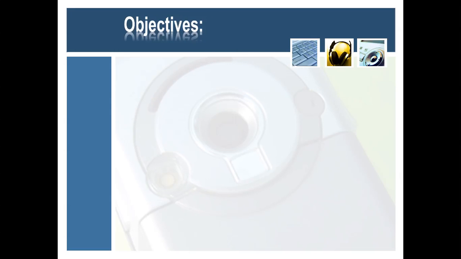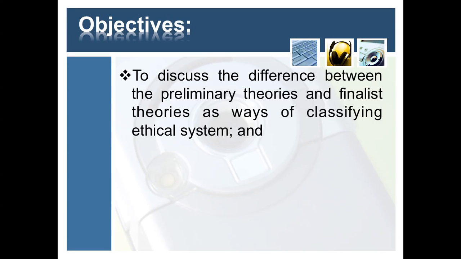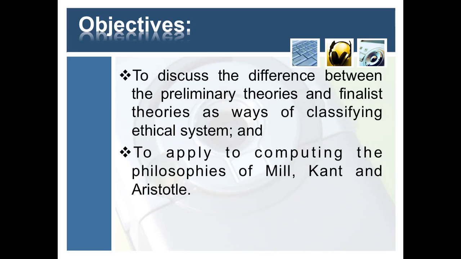First, let's take a look at the objectives of the said lesson. First objective is to discuss the difference between the preliminary theorist and the finalist theorist as ways of classifying ethical system, and secondly, to apply to computing the philosophies of Mill, Kant, and Aristotle.